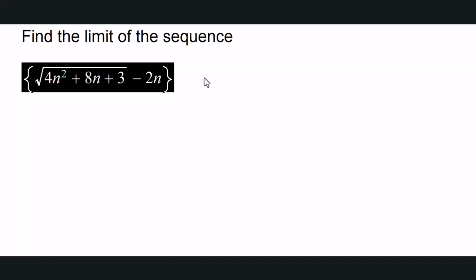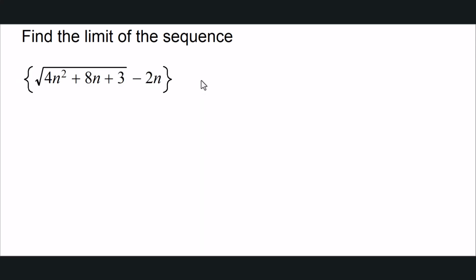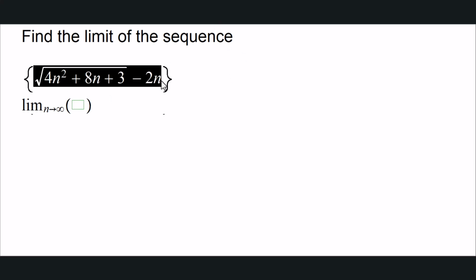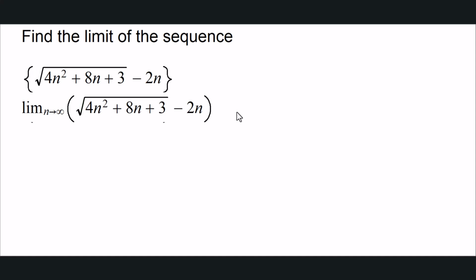So we would like to find the limit of this sequence. In other words, we want to see what happens as n goes to infinity. Does it approach any destination? So what we have is, let's just put this in here, and you can see that it is an infinity minus infinity form.